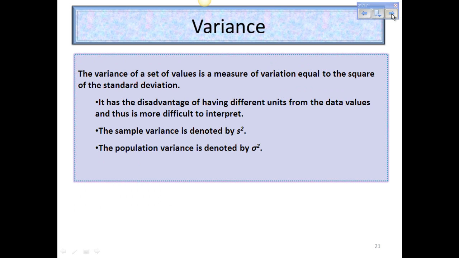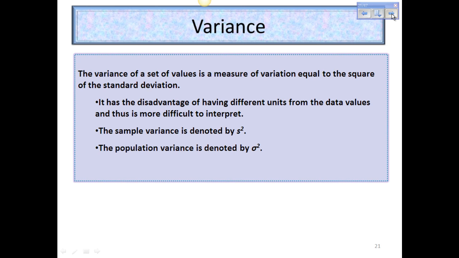The variance of a set of values is a measure of variation equal to the square of the standard deviation. It has the disadvantage of having different units from the data values, and thus is more difficult to interpret. The sample variance is denoted by S squared. The population variance is denoted by sigma squared.